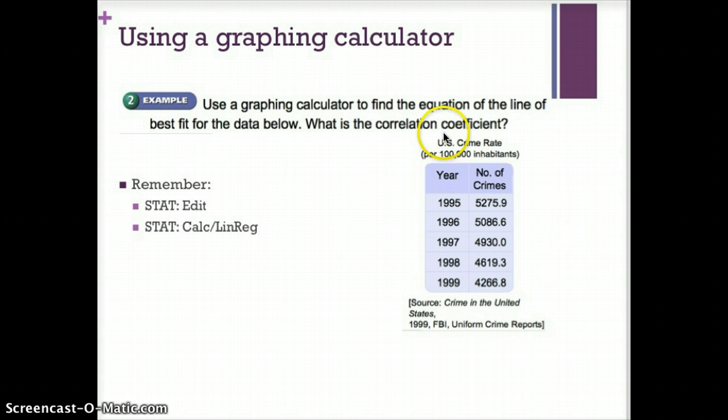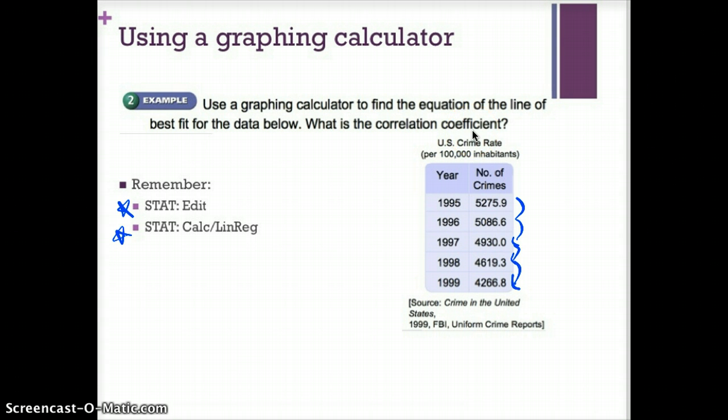What we're looking at is the U.S. crime rate per 100,000 inhabitants. You can see the U.S. is kind of proud of this, because in general the trend is that the crime rate is going down. What I'm going to ask you to do is plug this data into your graphing calculator. A couple of things to remember: stat edit and stat calc linear regression.